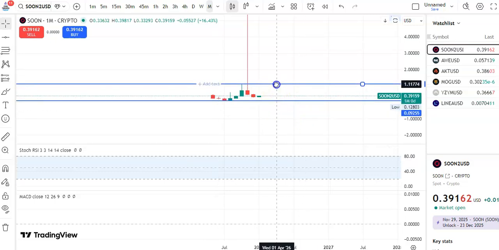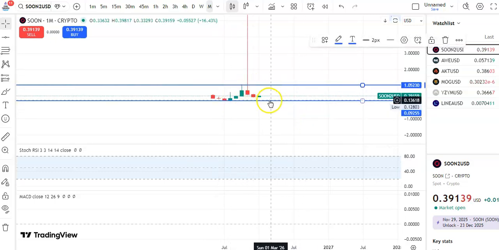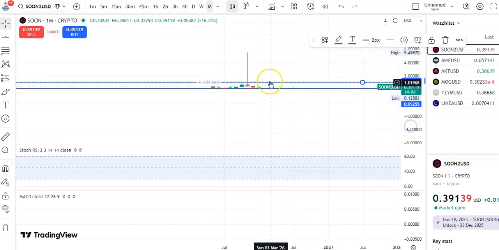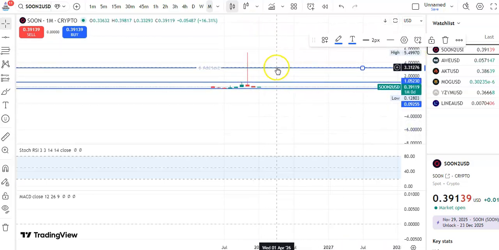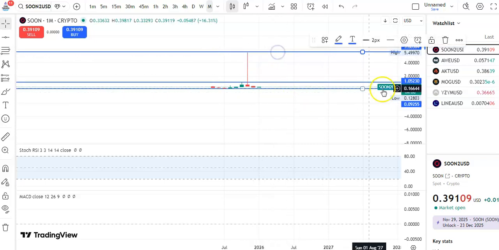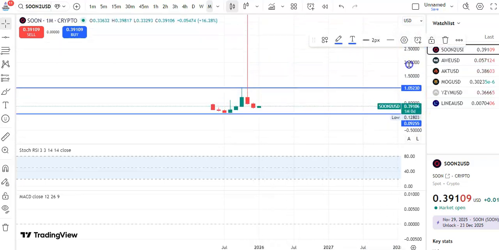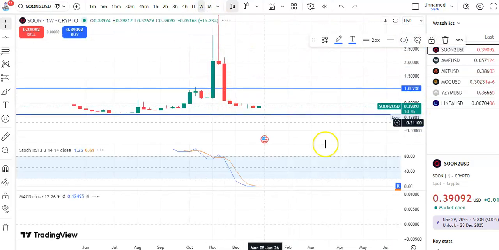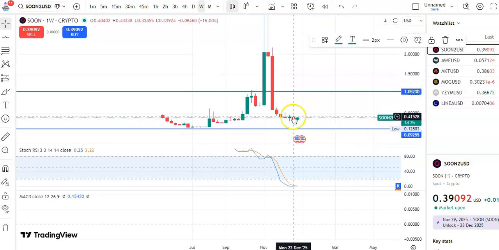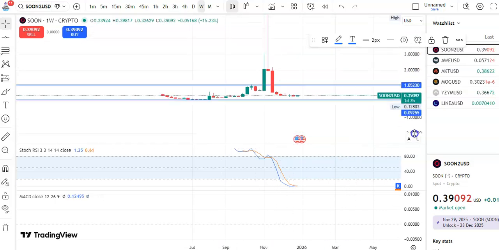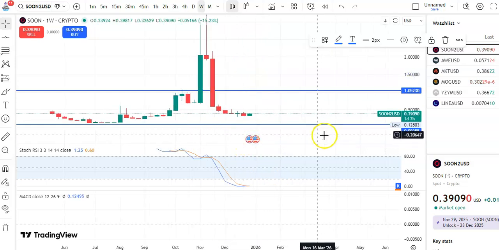So you can see that previously the candles went to the resistance level and then the fall started. The candles have gone beyond this also, and then you can see the candles are continuously falling now. If you go to the weekly chart, you can see that after this the candles have gone up to the resistance level and then the fall is continuously happening.